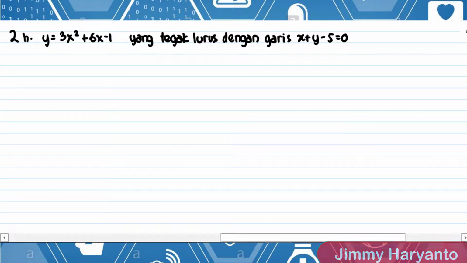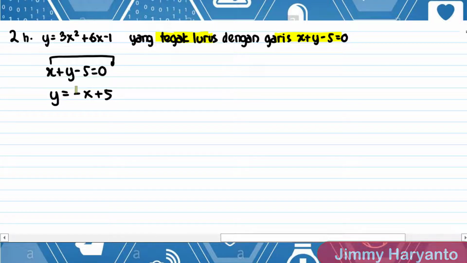Next is 2h. For number 2h, the question told you that the normal line is tegak lurus, perpendicular, to this line. So it's the same as the previous number. You have to find the gradient of the line first. x plus y minus 5 equals 0. I will make it into y equals, that means I have to move this x and the 5. Negative x plus 5. And that means I already have the gradient. So the gradient is negative 1.